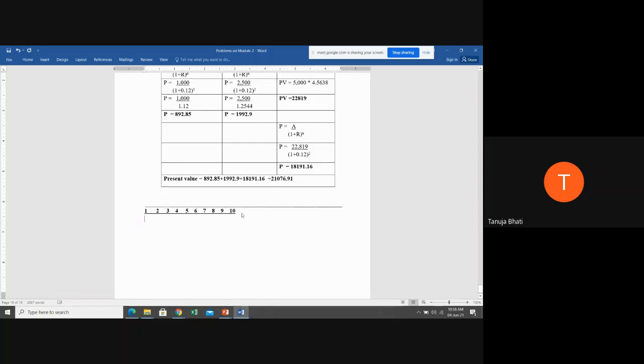Okay. Now what happened here is, from 3 to 10 years, we have got the value as 22,819. So the value from year to year, since we have taken 7 years, it is 22,819. But we want to find the present value, means present value is value as on today. So value as on today for the first one was 892.85, for the second one 1992.9.